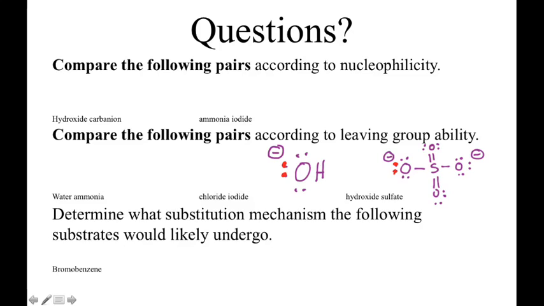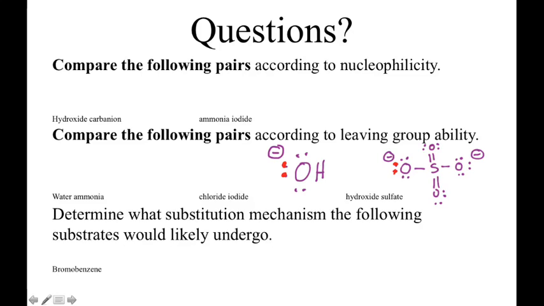Hydroxide, is that a strong base? Hopefully you remember your definitions from Gen Chem. Sodium hydroxide, calcium hydroxide, anything with hydroxide is a strong base. So we got a bit of a problem here. Hydroxide's a terrible leaving group because it's a strong base.